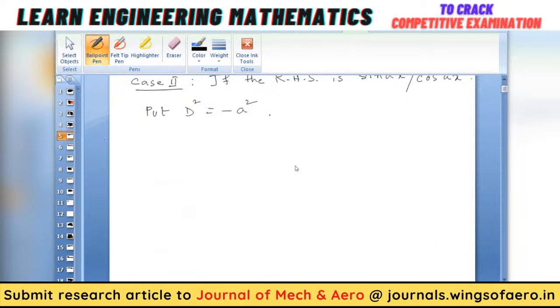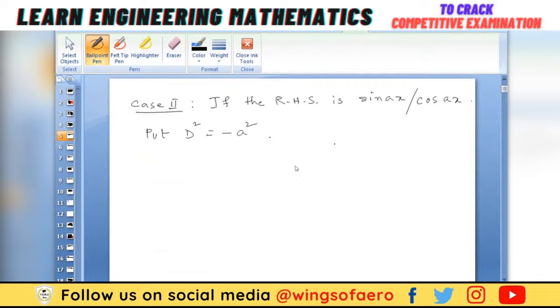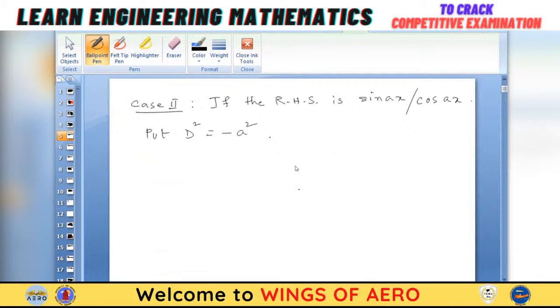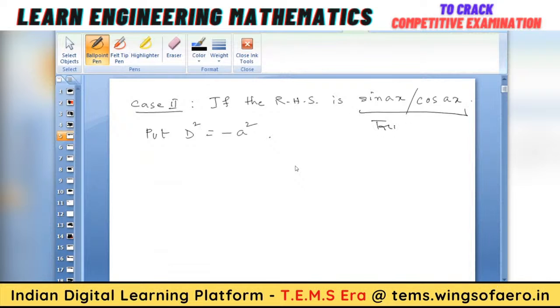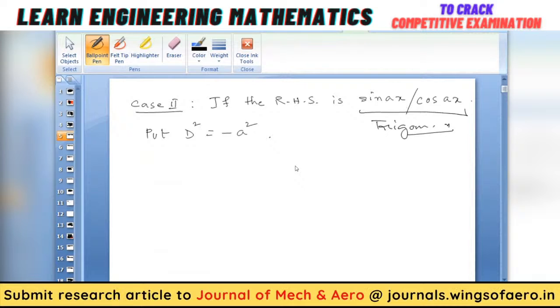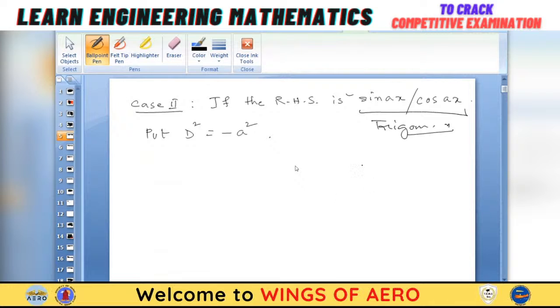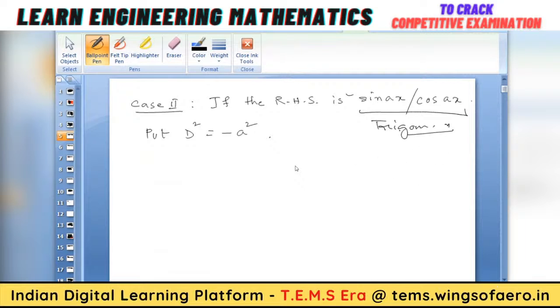Next, case 2: RHS or right hand side is any trigonometric function of x. Trigonometric function, it may be sin x or cos x. Other trigonometric functions are just functions of sine and cos. If I consider tan, it is sine by cos. If I consider cot, it is cos by sine, or like this. But the basic trigonometric functions are sine and cos. Okay, so we are only considering sin x and cos x.